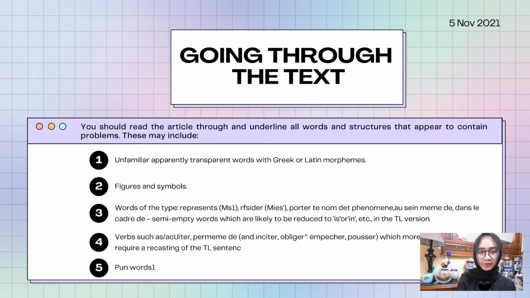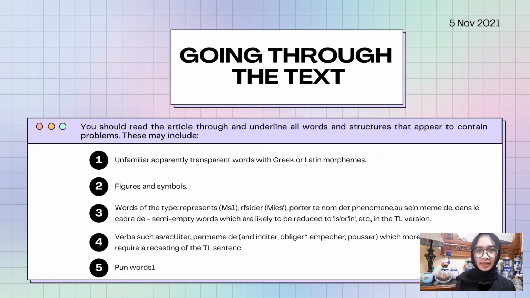Going through the text. You should read the article through and underline all words and structures that appear to contain problems. This may include, first, unfamiliar, apparently transparent words with Greek or Latin morphemes. In this extract, for instance, radio elements, leucine, photocathode, radioluminescence have to be checked, since translators of technical text must not reproduce neologisms unless they admit it with inverted commas, if not a footnote.